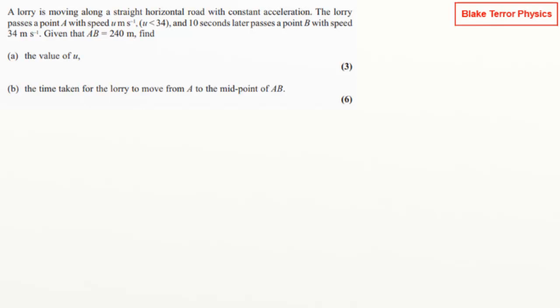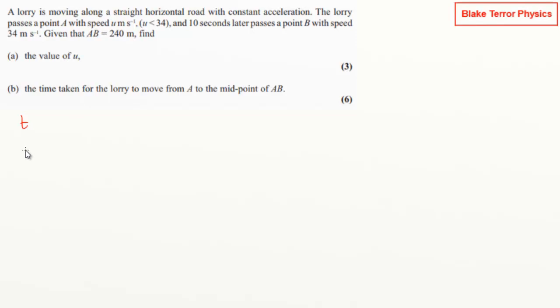Hello, this is another kinematics question where we'll continue to try and answer these problems with a little more insight than you get in the average textbook. We've got a lorry moving along a horizontal straight road with constant acceleration, as we always do. It passes point A with speed u, 10 seconds later passes point B with speed 34, and it gives us the distance AB. So let's tabulate all of this.